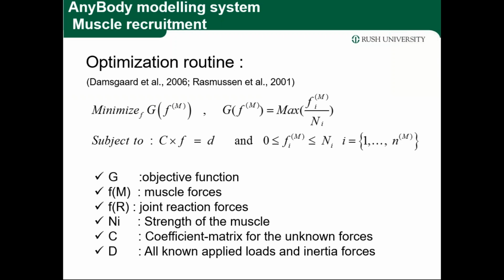So the muscle forces are computed through an optimization routine. We define an objective function, which is a function of muscle forces and joint reaction forces. And then we try to minimize this objective function, calculating the muscle forces in order to minimize it. Again, these two are the equations on which the muscle recruitment procedure in AnyBody has been defined.